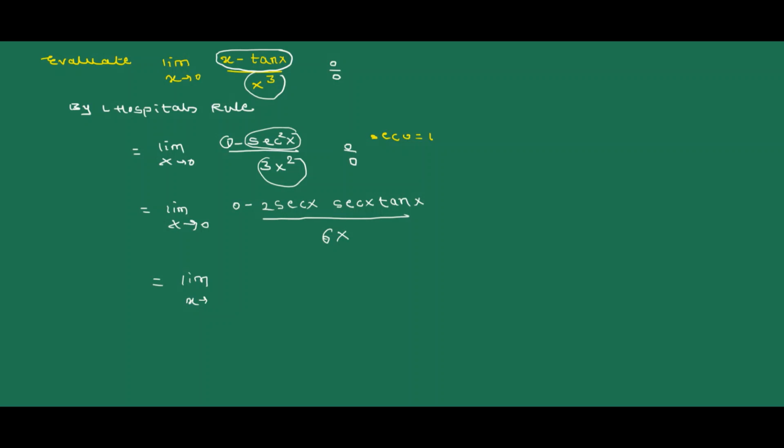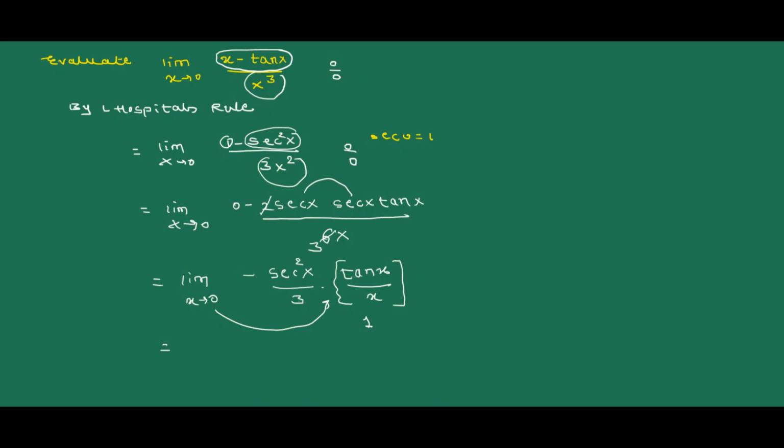x tends to 0. This minus, 2 ones are and 2 threes are. So in total you will get sec square x, minus sec x into sec x is sec square x, divided by 3, and the remaining term is tan x divided by x. What is the limit of tan x divided by x as x tends to 0? Limit tan x divided by x as x tends to 0 is equal to 1.